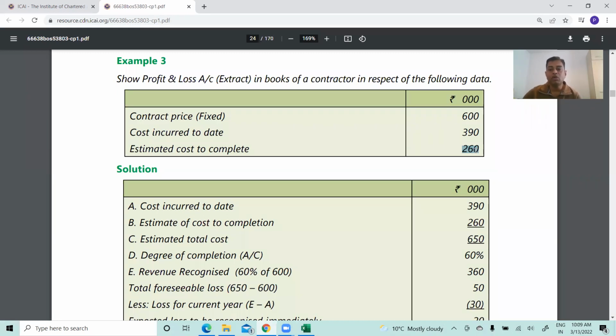650. Correct. But what is the contract price? Contract price is the selling price. Selling price is 600. Cost price is 650. So do you think we are losing money in this contract, or is this a profit-making contract? Loss-making contract. What is the amount of loss? 50. Correct.